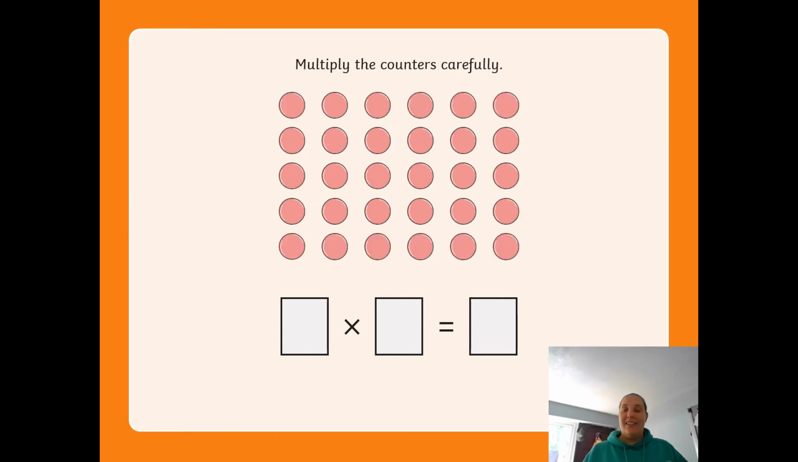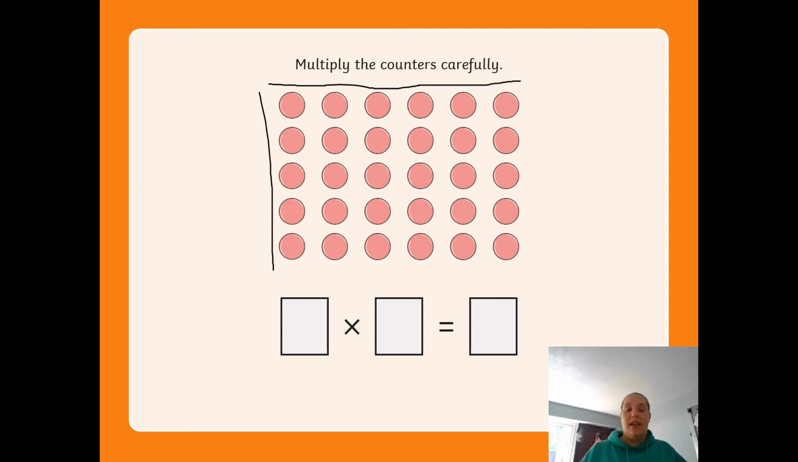And there's our correct answers. So let's have a go at this one. So we have got this time, how many counters going down, see if you can do it yourself, how many counters going across, see if you can do that yourself, and see if you can fill in those boxes at the bottom. Maybe pause your video and have a go and see if you can get it right.